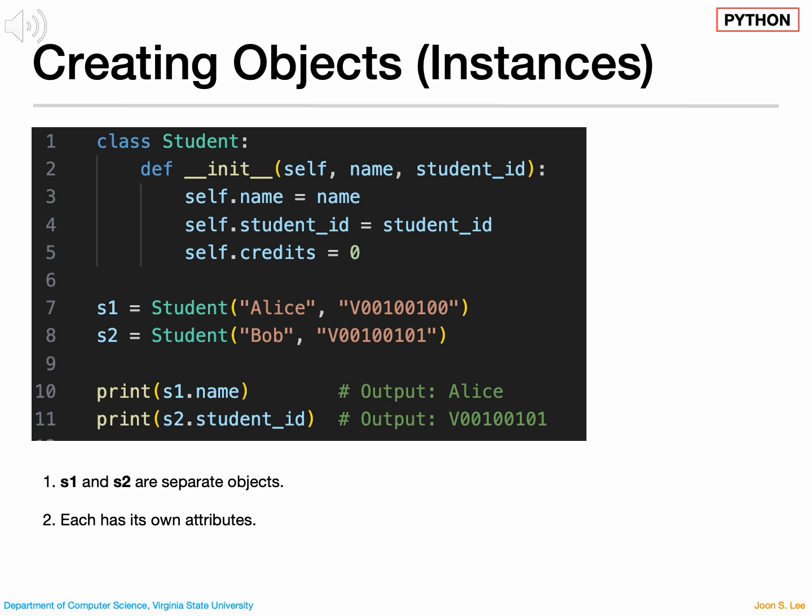When we print S1.name, we get Alice. When we print S2.student_ID, we get Bob's ID. This is the key idea. A class defines the structure, but each object stores its own data. You can think of the class as a form, and each object as a filled-out copy of that form.